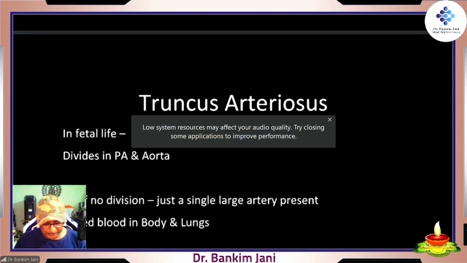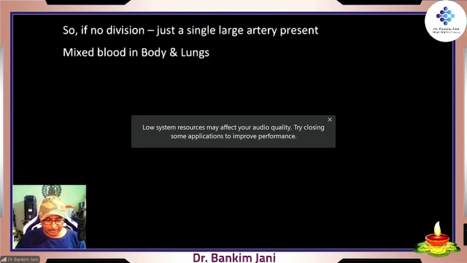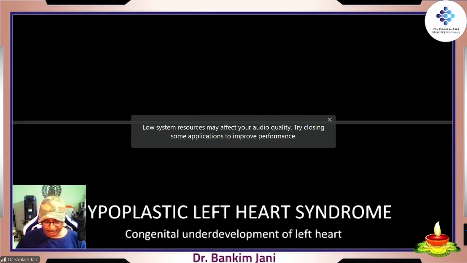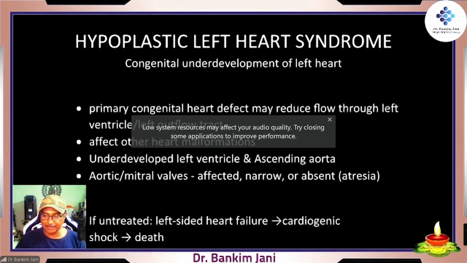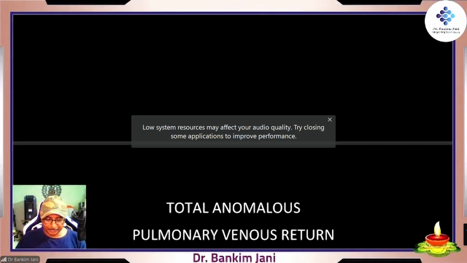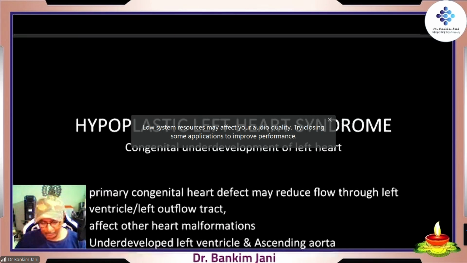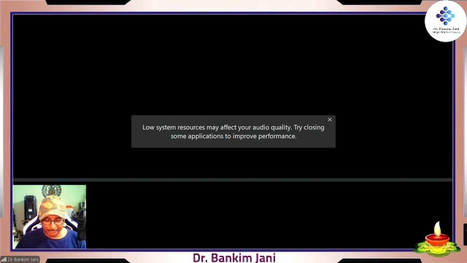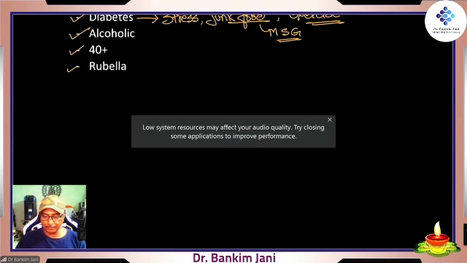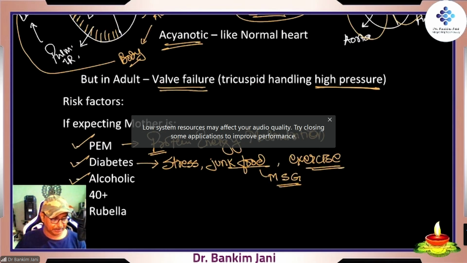All right, so we stop at this point. Regarding this truncus arteriosus, which is again a very fine thing, then hypoplastic left heart syndrome, and then the most amazing total anomalous pulmonary venous return. We'll be discussing it day after tomorrow, and thus we'll be completing congenital heart disease, and then we'll proceed with the next topic.